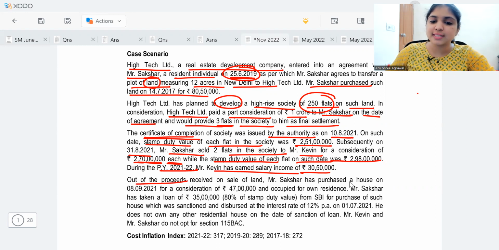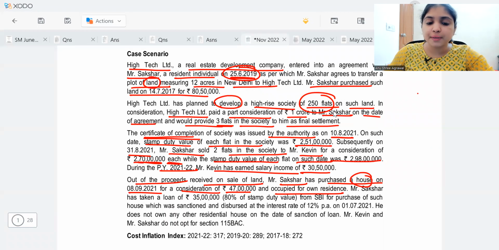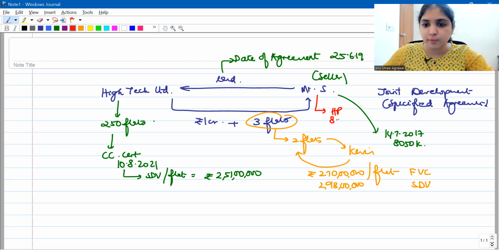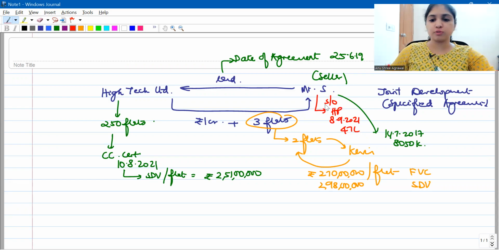Out of the proceeds received on the sale of land, Mr. Sakshar has purchased a house on 8th September 2021 for a consideration of 47 lakhs and he occupied it for his own residence. So Mr. Sakshar sold the 2 flats to Kevin, got money and he used this money to purchase another house property. On 8th September 2021, he purchased a house property for how much? For 47 lakhs for his own residence, which means this is going to be a self-occupied house property.